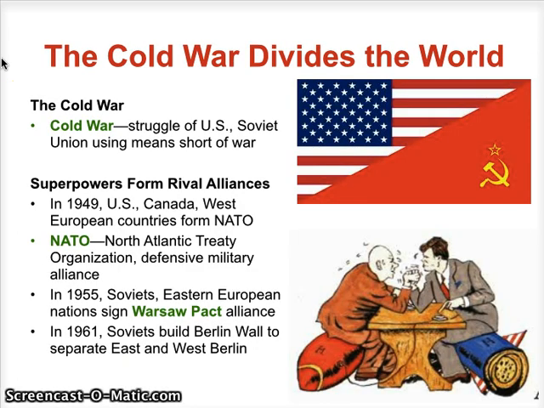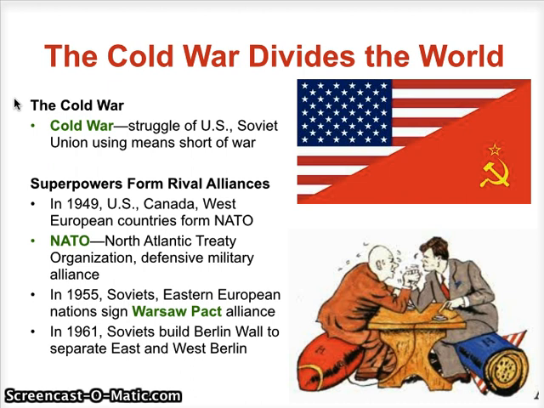We have the official Cold War begins. The Cold War marks the struggle between the US and the Soviet Union. Now, this war is very different from World War II. It's not fought on a battlefield. It's not fought with soldiers. Everything changed after the atomic bomb was let off in Hiroshima and Nagasaki. This war is a war of threats.